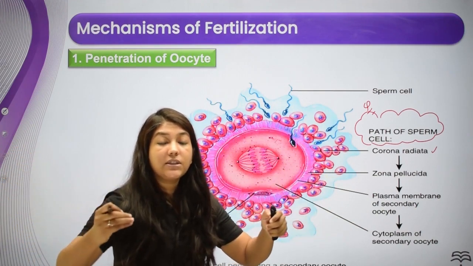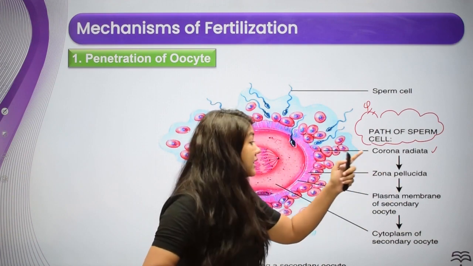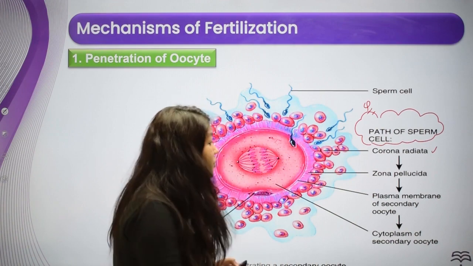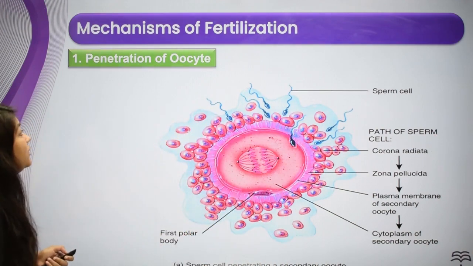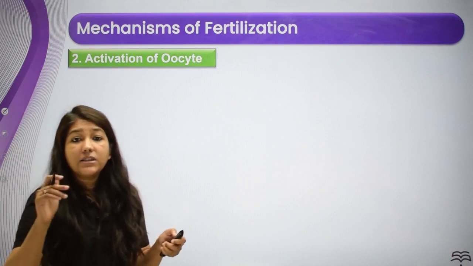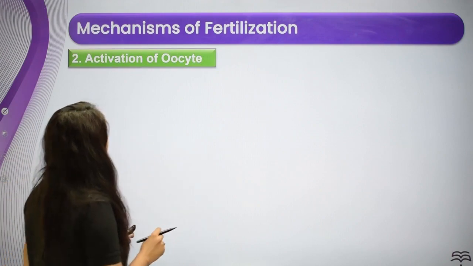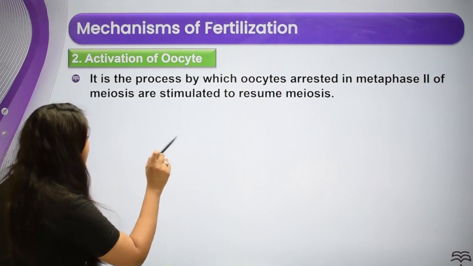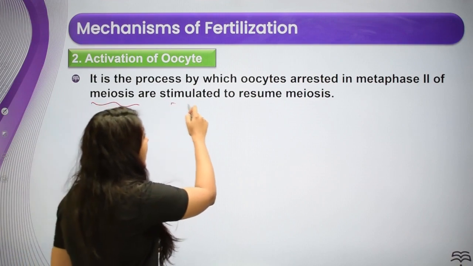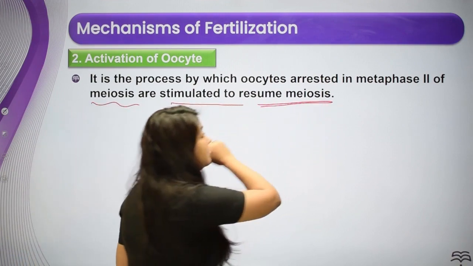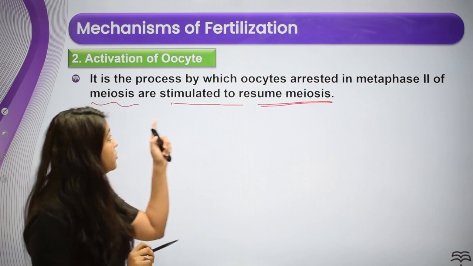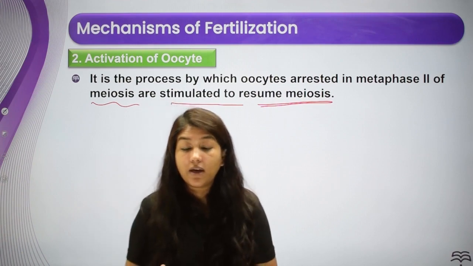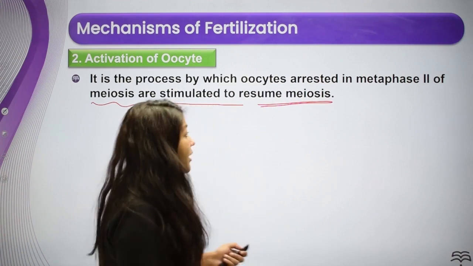Once it approaches the secondary oocyte, उसको corona radiata, zona pellucida, इनको pierce करना पड़ेगा and then finally it is going to fuse with the plasma membrane of the secondary oocyte. Okay, so once this penetration of the oocyte is done, second is the activation of the oocyte. It is the process by which oocytes arrested in the metaphase 2 of meiosis are stimulated to resume meiosis, right? Initially मैंने बताया था what is going to happen in the activation of oocyte. ये जो arrested stage था, ये metaphase 2 में arrested था, वो process start हो जाएगा वापस.